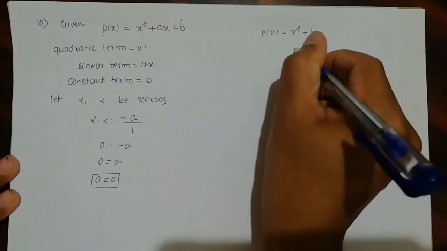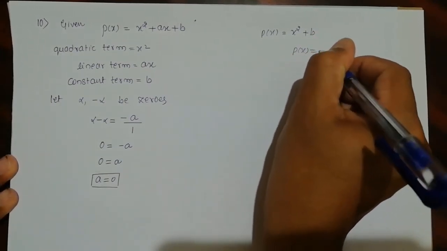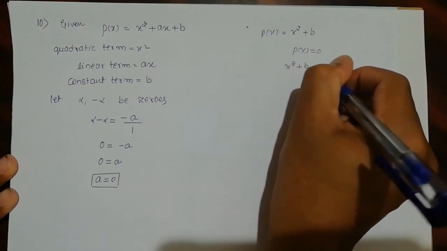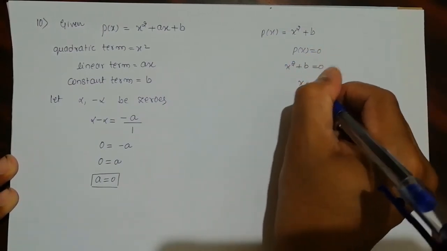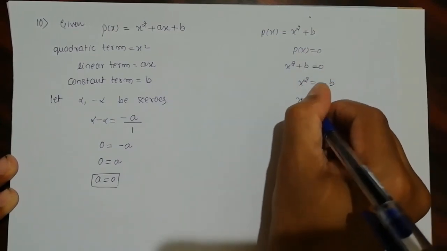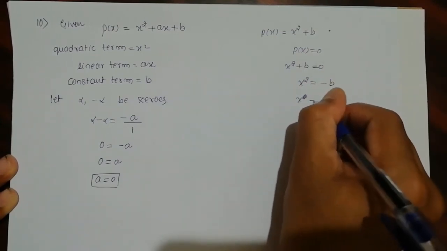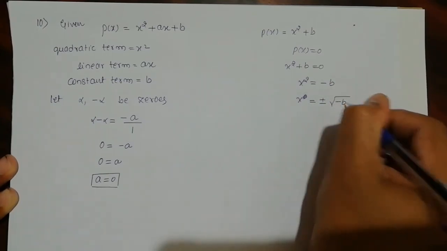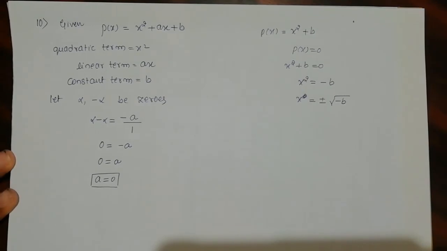Okay, so like this, just simply equate to 0, you will get x square plus b is equal to 0. So just shift the constant term towards the right side, you will get x square is equal to minus b, and x is equal to plus or minus the square root of minus b. Okay, you will get like this. Now one important thing I'm going to give you. This is very important.